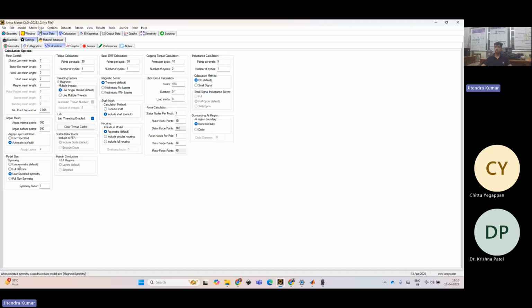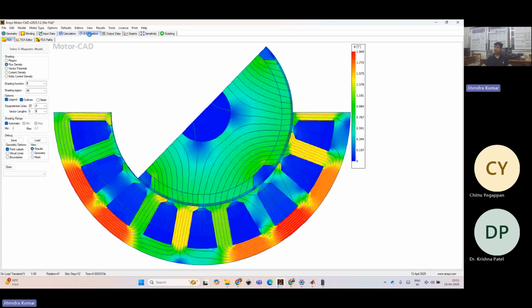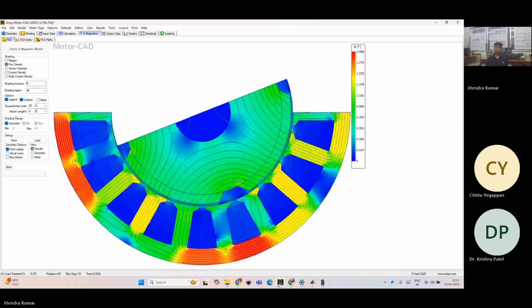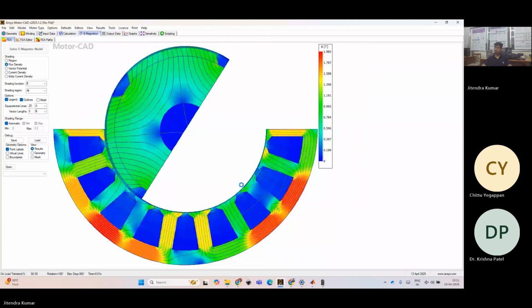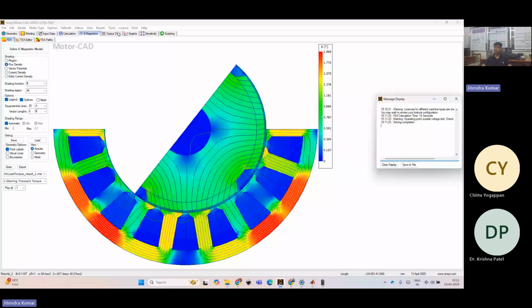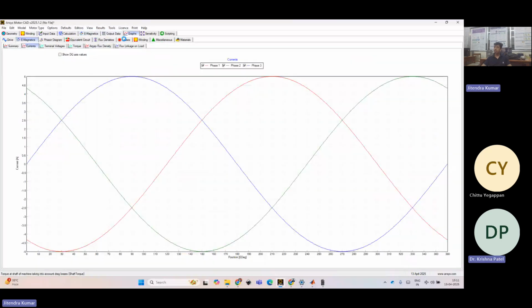The symmetry default is one pole pitch. If you simulate, you will get this, a symmetric model for one pole pitch. Carefully see here, torque is 10.9 Newton meter, right? The graph is almost like this.